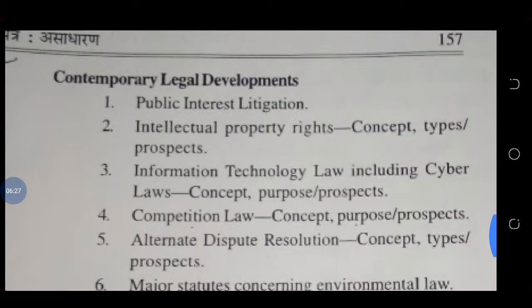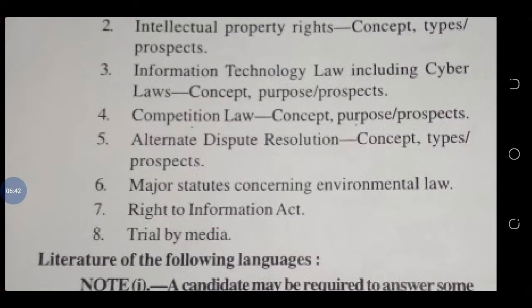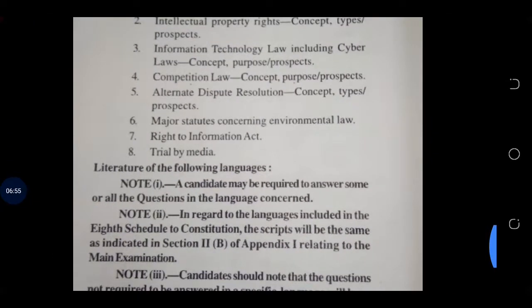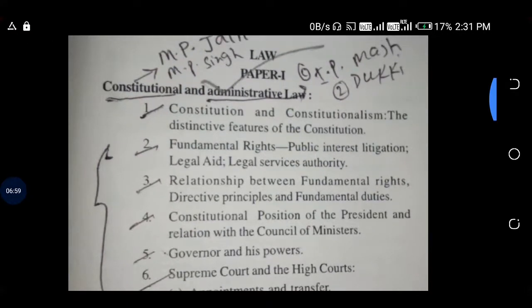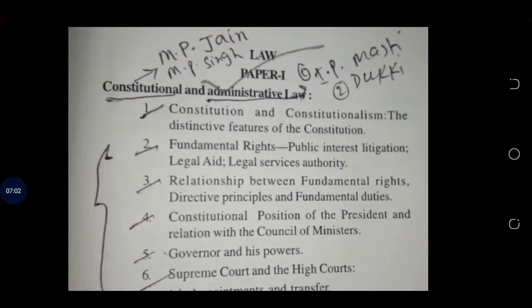Next, in contemporary legal developments, you have to read public interest litigation, intellectual property rights, and then information technology law, including cyber laws. Next, competition law, alternate dispute resolution, major statutes concerning environmental law, Right to Information Act, and trial by media. So friends, I have covered the detailed syllabus for the law optional for the UPSC examination.